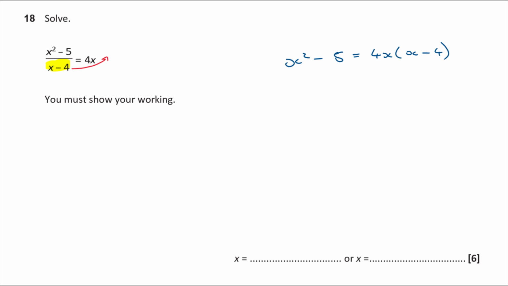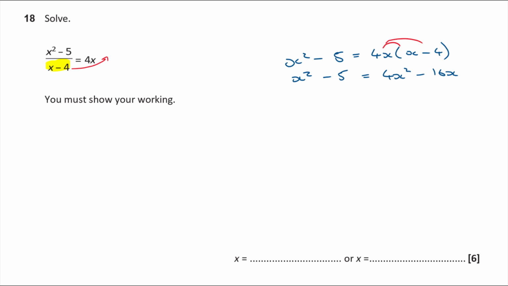Okay, so then multiplying out the brackets, 4x times x and 4x times minus 4 is going to give me 4x squared minus 16x is equal to x squared minus 5. Okay, so I'm going to collect all the x's to one side. Now I've got more x's on the right than on the left, so I'm going to collect on the right side. So I'll keep that lead term positive.